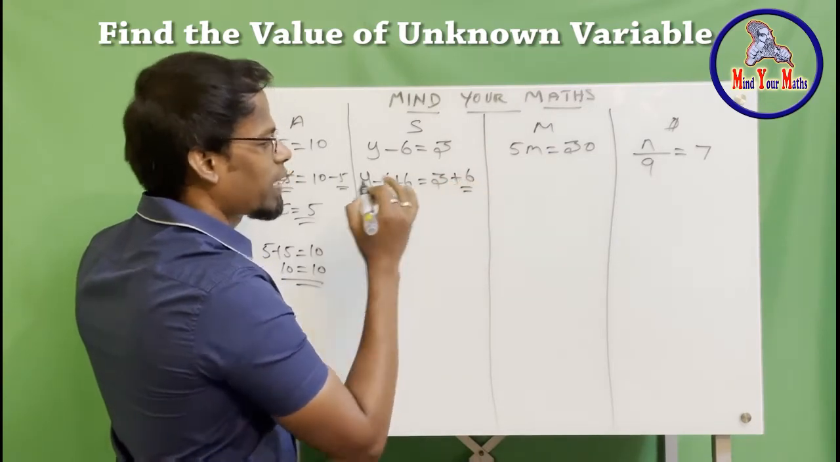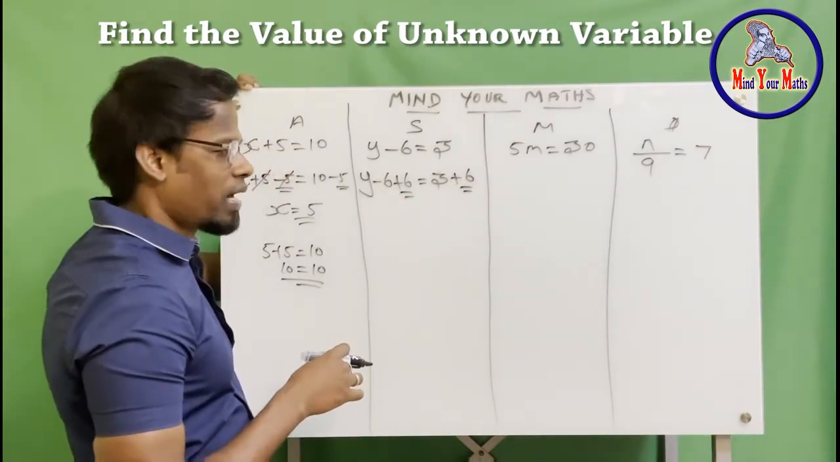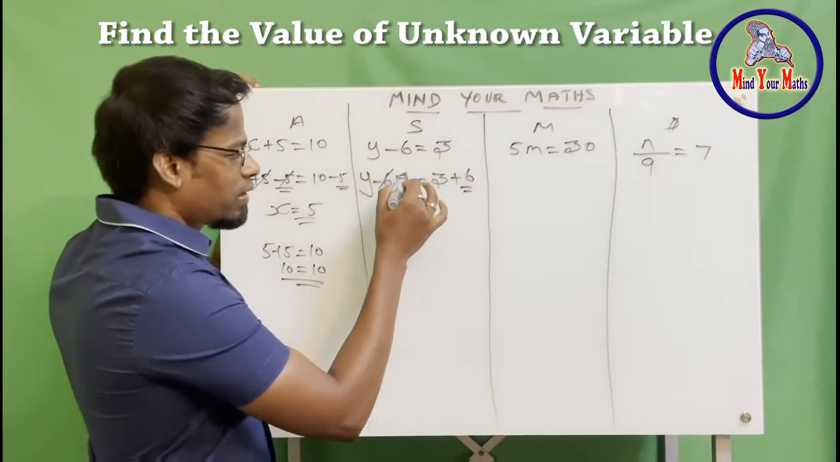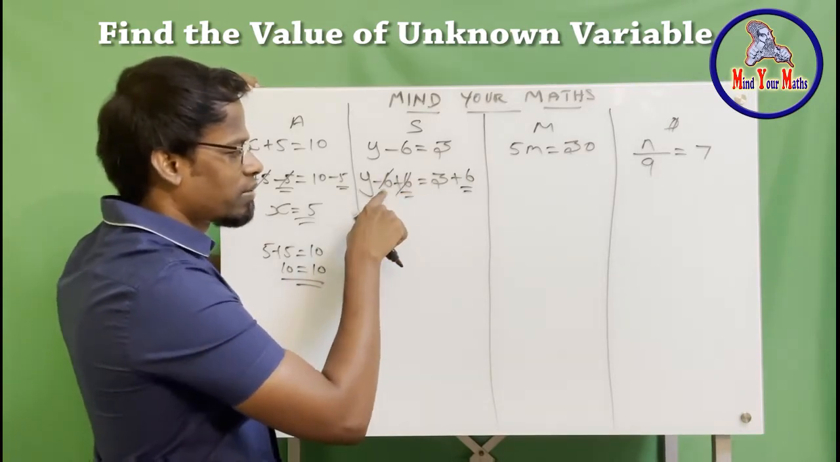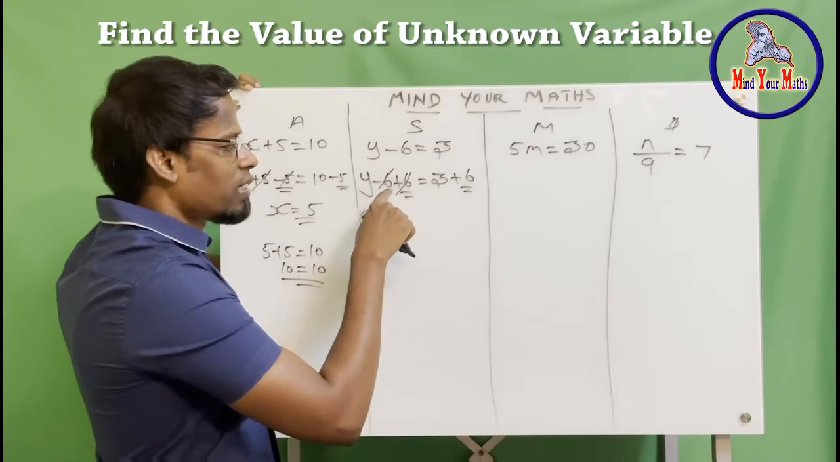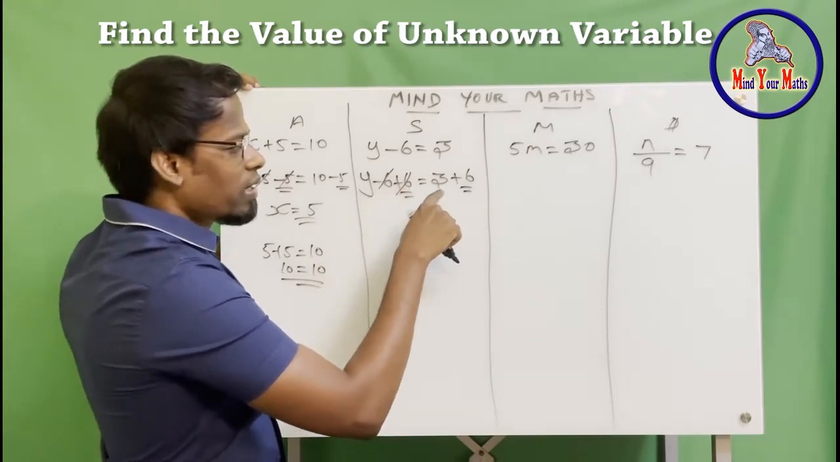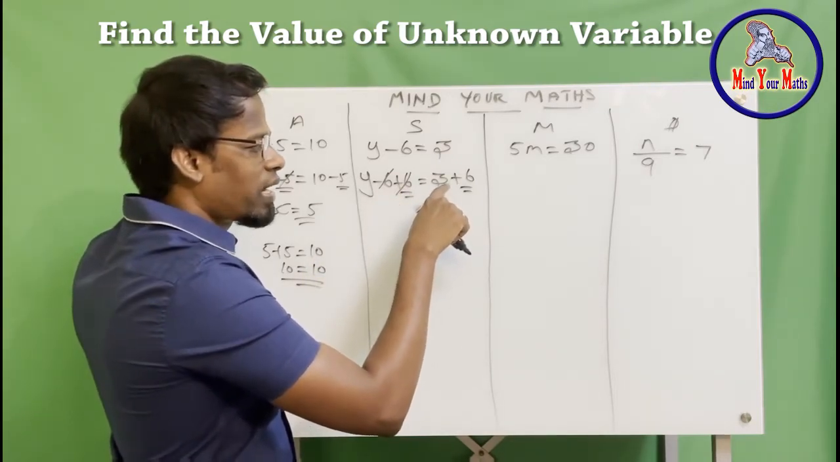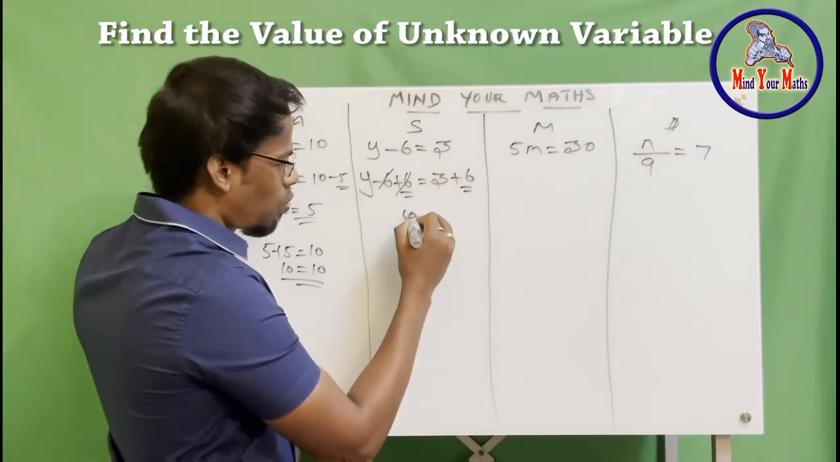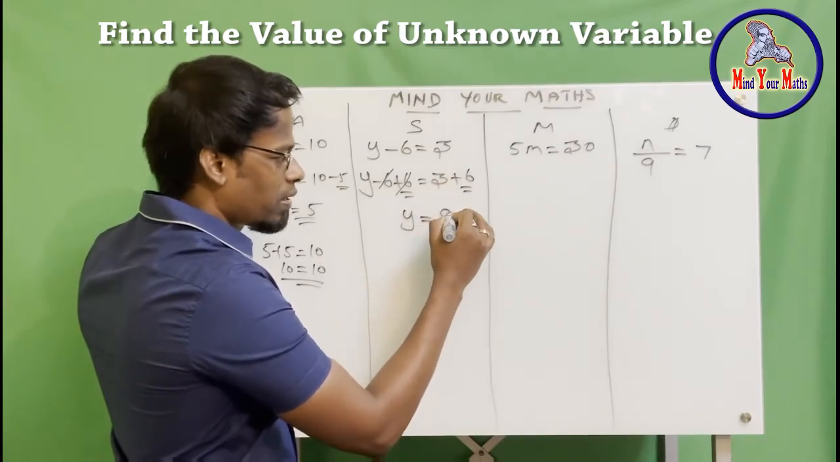So we add plus 6 on both sides, right? Now on the left side the 6 gets cancelled because this is minus 6 and plus 6. 6 minus 6 is 0, right? On the right side, what happens? Right hand side, 3 plus 6 is 9. So y is equal to 9.